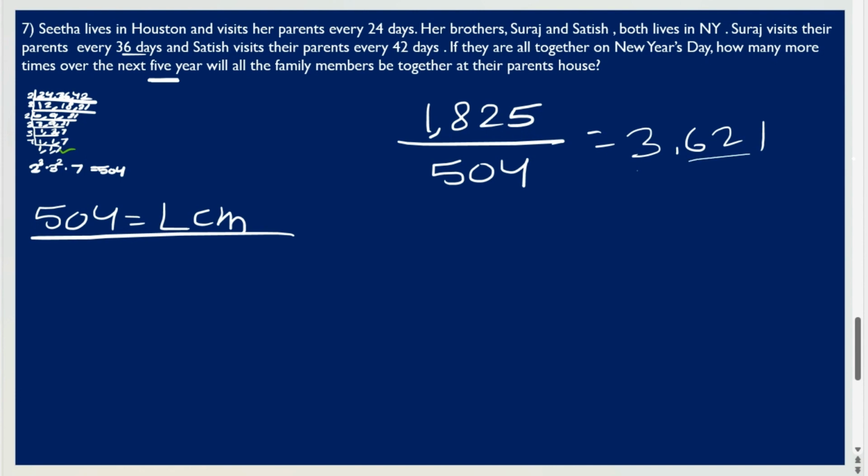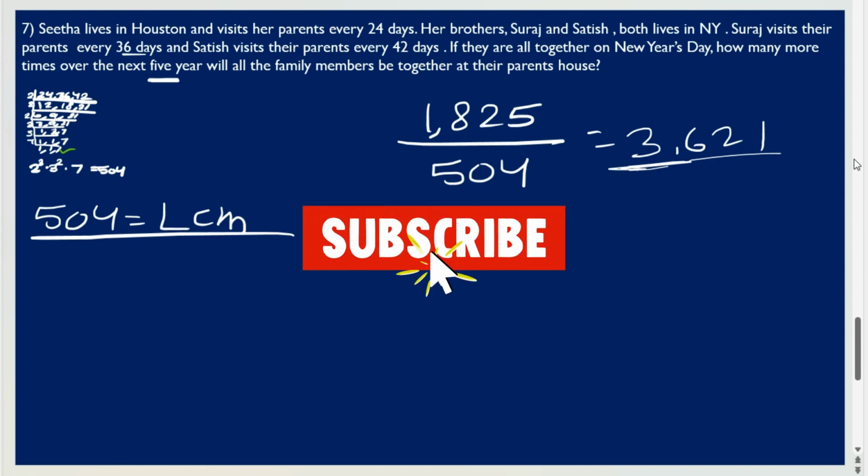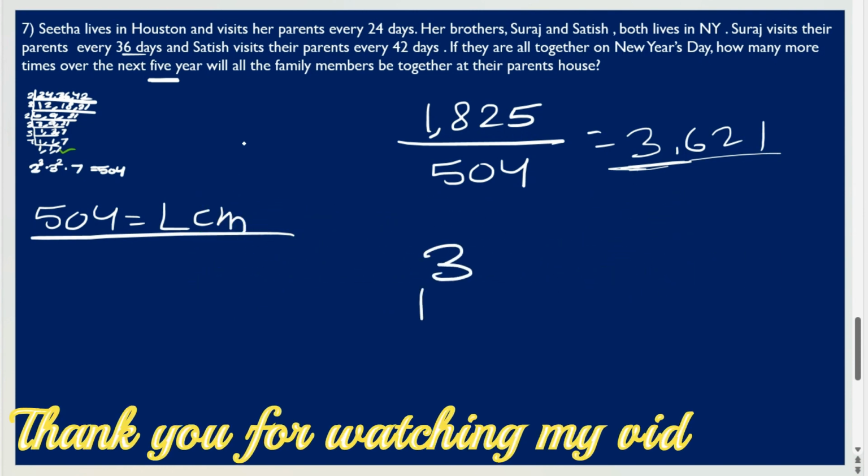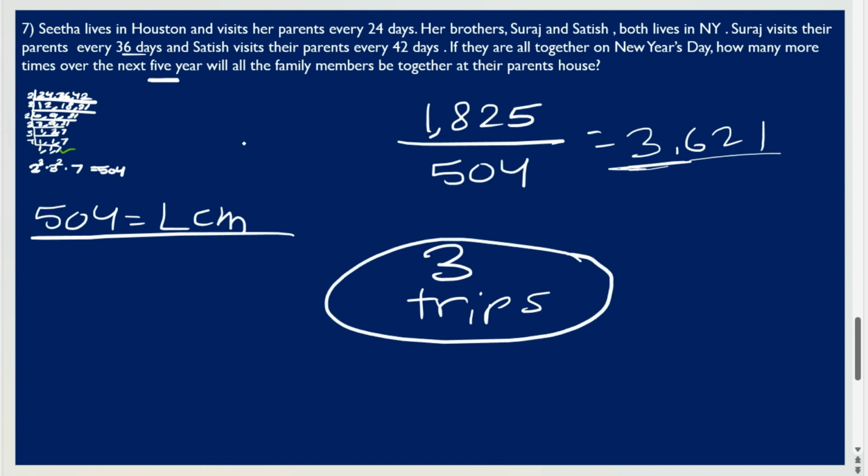So now, again, here, decimals don't count, right? We want to look at the whole number. So if they make another visit, they're going to go into the next year, right? And we don't want that. We don't want 6 years. We want only 5 years. So in the next 5 years, they're going to get together 3 times. Okay, so that is our answer.